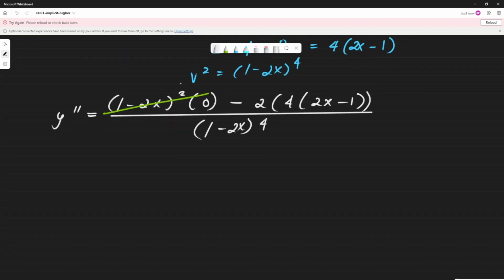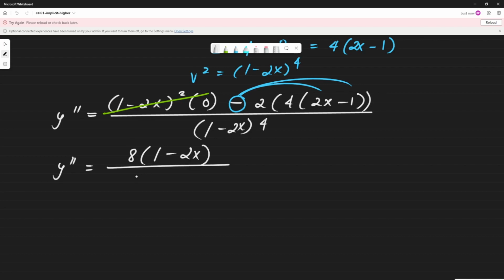Tapos, multiply na lang natin yung 2 at saka yung 4 kasi hindi na natin siya need ipasok kasi common naman. So, we'll have y double prime is equal to, we have negative 8 times 2x minus 1. Or actually, pwede nating i-distribute na yung negative sign, no? So, pwede na natin distribute ito dito sa dalawa. Sorry, not to 4, but rather with 2x and negative 1, magpapalit lang sila ng position. So, we will have 8 times 1 minus 2x over 1 minus 2x raised to 4.